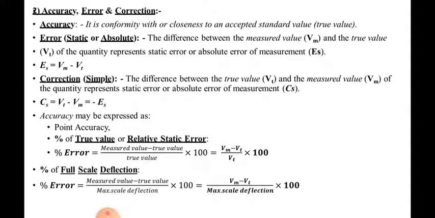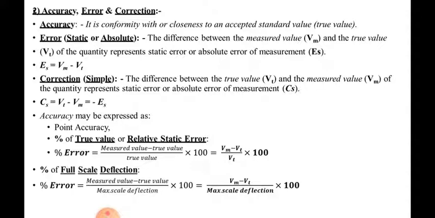Then the next parameter we will have to study is correction. The difference between the true value and measured value of the quantity. So it is nothing but just the algebraic difference of measured value and true value. It will be error, and correction is what? Correction is true value minus measured value. It means only that there will be a shifting of parameter.